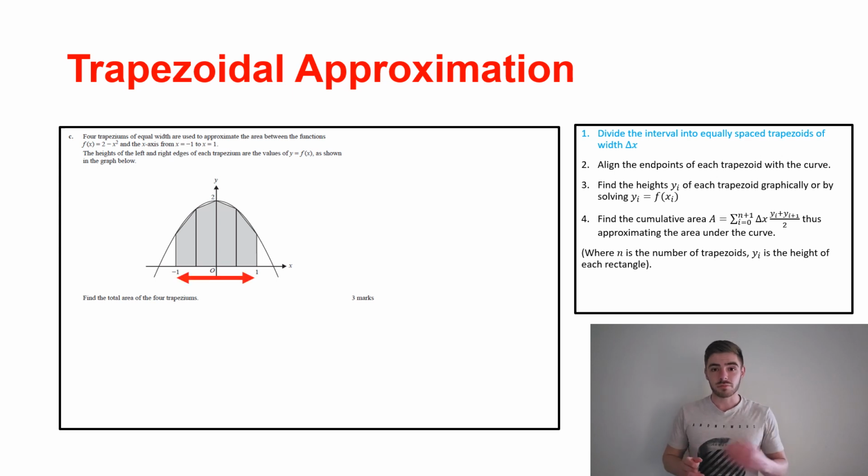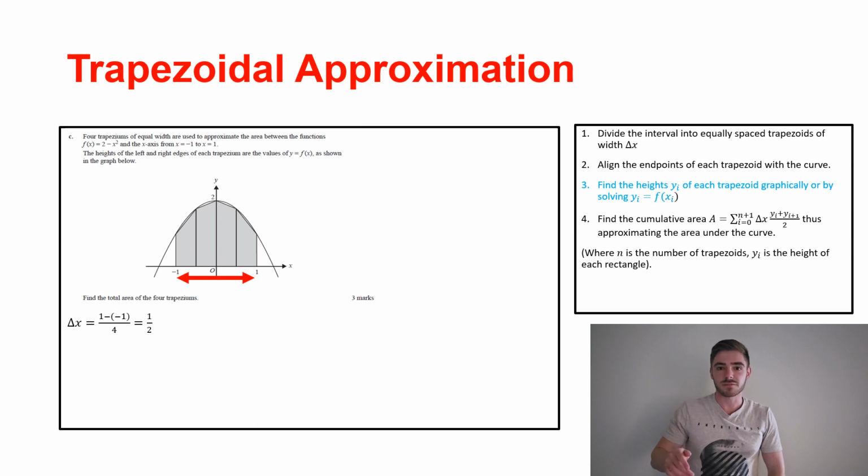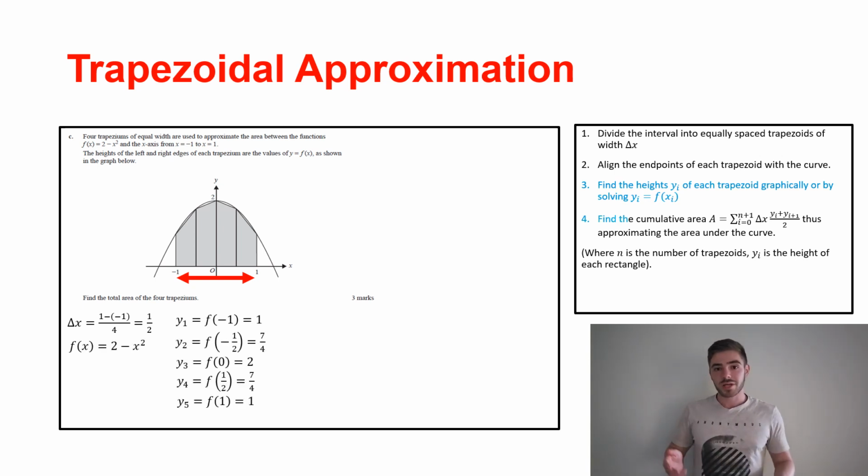The interval is going to be from -1 to +1, and since we need to fit 4 trapezoids in that interval, that means the width of each trapezoid must therefore be a half. The good news is the endpoints have already been aligned for us, so we can skip step 2 and move straight on to step 3, which is to figure out the y-coordinates, or the height, of each trapezoid. Just like before, we can find the height of each point by subbing in the corresponding x-coordinate back into f of x. At this point, we have all the information we need to figure out the total area.